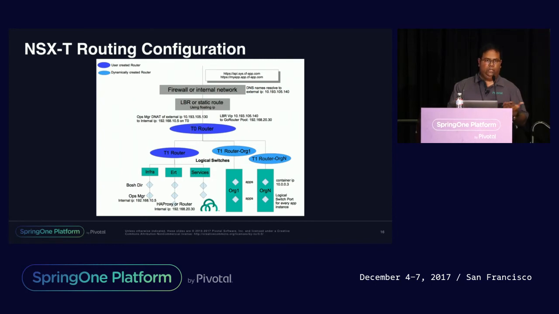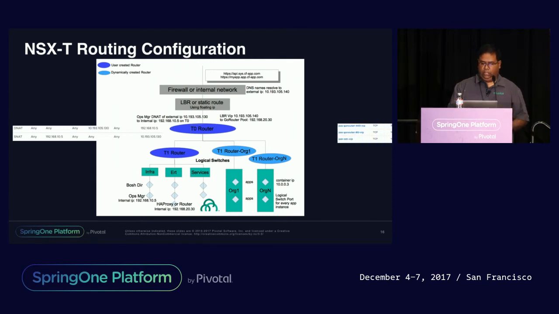You can see the BOSH director and the Ops Manager are on an infra logical switch. ERT would be running with the Go router or an HA proxy. There can be services, and for each org, a different, distinct T1 router gets created. Those would be the DNAT and SNAT rules you set up on the T0 router, and these would be the load balancer configurations for coming into the Go router.